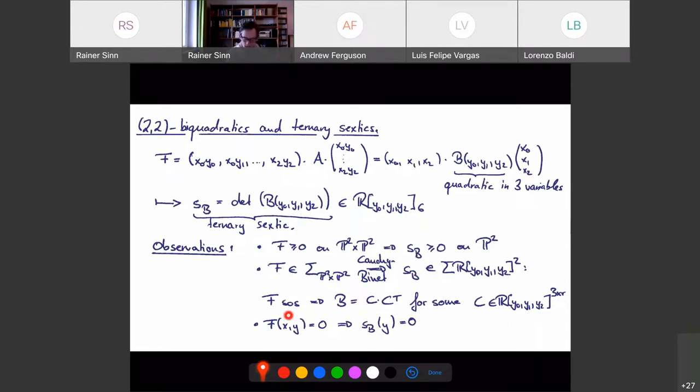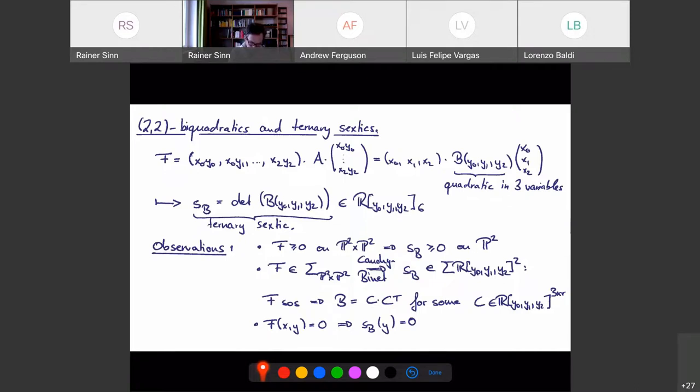And here's a sketch, it's also an exercise. If you write this biquadratic as a sum of squares, it turns out that this is the same as writing the quadratic matrix polynomial as a Hermitian square. And then you can apply Cauchy-Binet to this matrix identity and get an expression of the ternary sextic as a sum of squares.